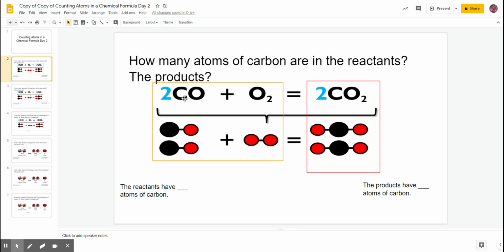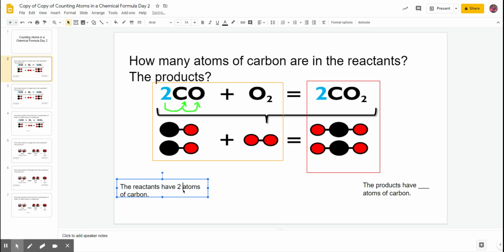So ignoring the pictures for now, looking just at the molecules, doing counting atoms like we have been, I see I have a coefficient of 2 that's going to get multiplied to the C and to the O, right? Which means I end up with 2 atoms of carbon on the reactant side, because I have 2 times 1 is 2.